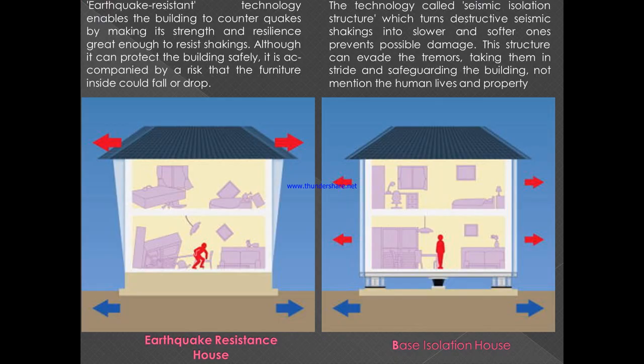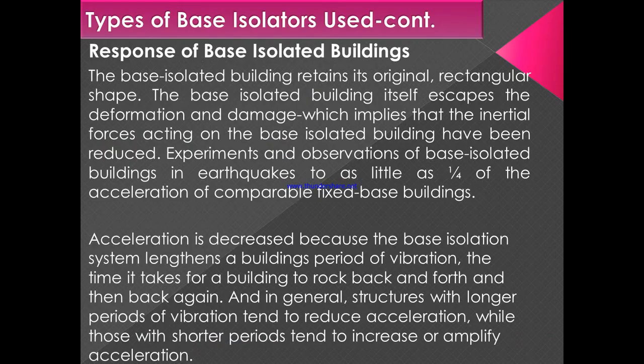So this is the example of an earthquake resistant house. If you see diagram number 1, in the second case, if you provide the base isolation, there will be no shaking of the upper structure. Then the response of the base isolated building: it retains its original rectangular shape and escapes the deformation and damage, which implies the inertia forces acting on the building have been reduced.